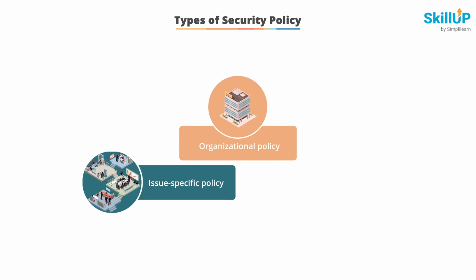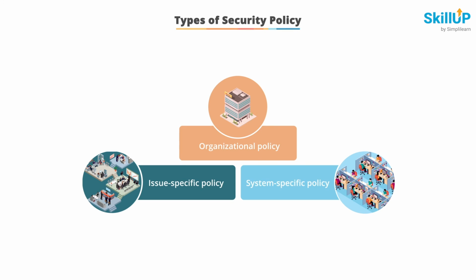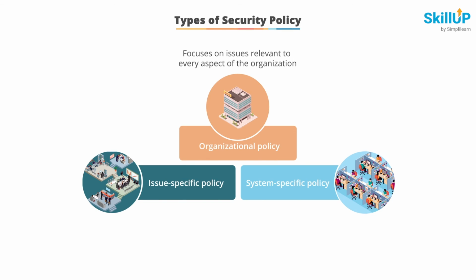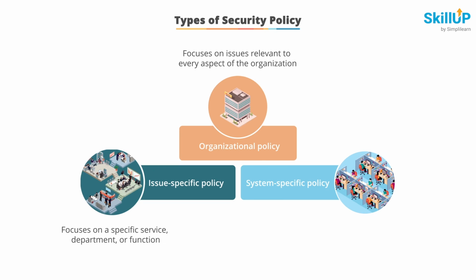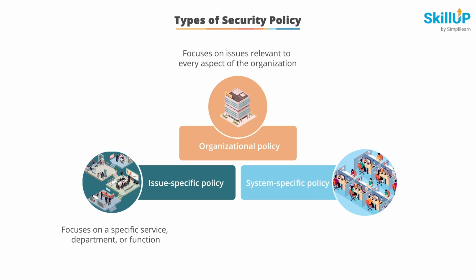Organizational policy, issue-specific policy and system-specific policy. Under organizational policy, we may look at focusing on issues relevant to every aspect of the organization. Under issue-specific policy, we'll look at focusing on a specific service, department, or function that is distinct from the organization as a whole. And finally, system-specific policies will focus on the individual systems.